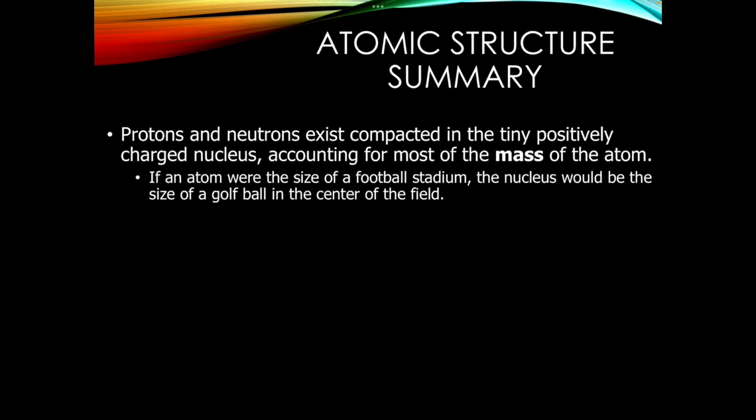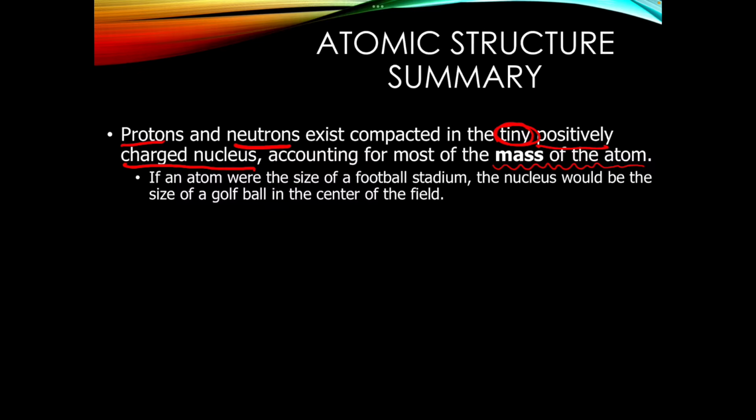Alrighty. So to sum up everything, we have protons and neutrons. They are in the tiny, tiny, tiny positively charged nucleus. And even though it's really small, that will make up most of the mass of the atom. Protons and neutrons, like I said before, are much bigger than electrons.